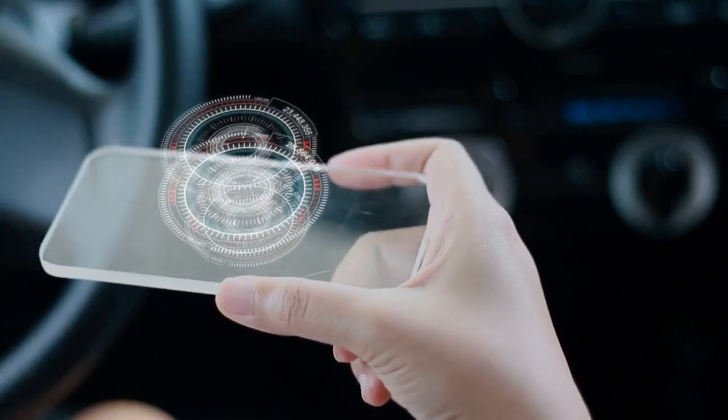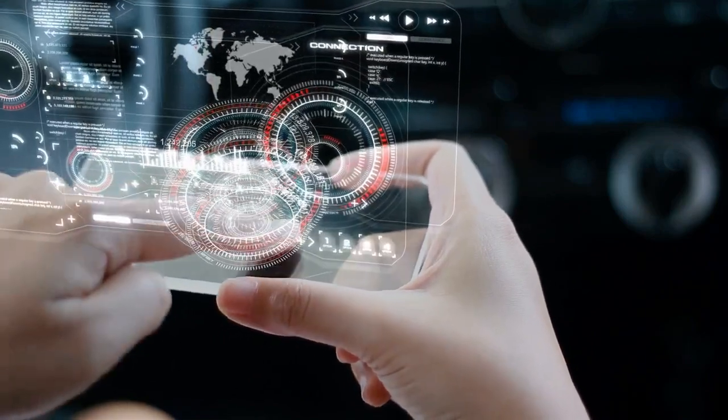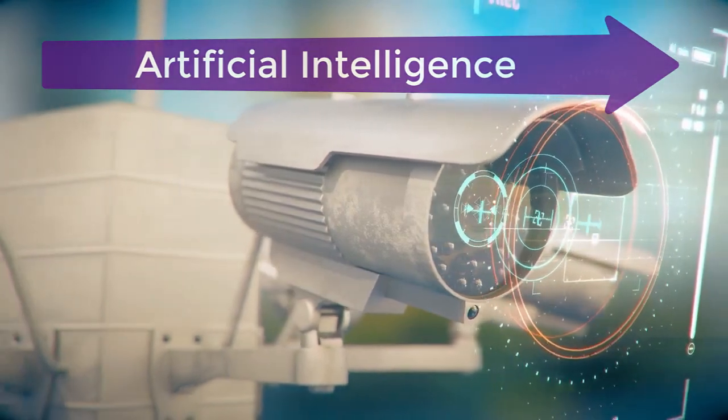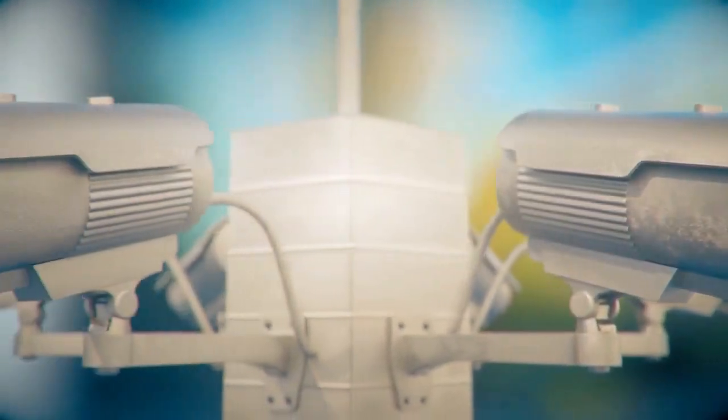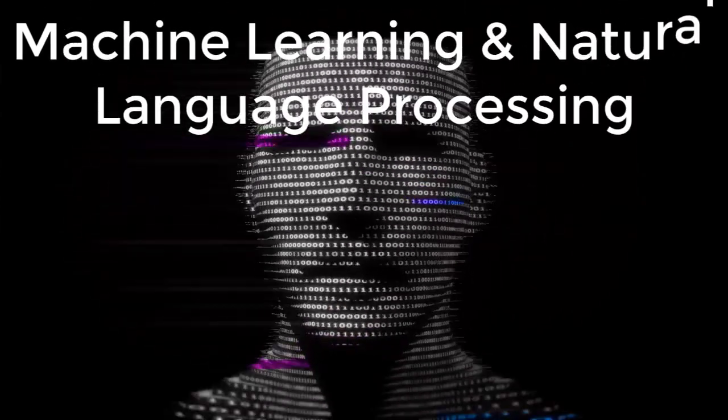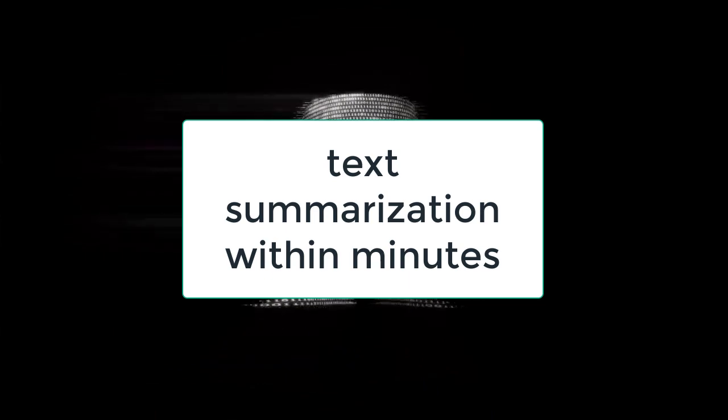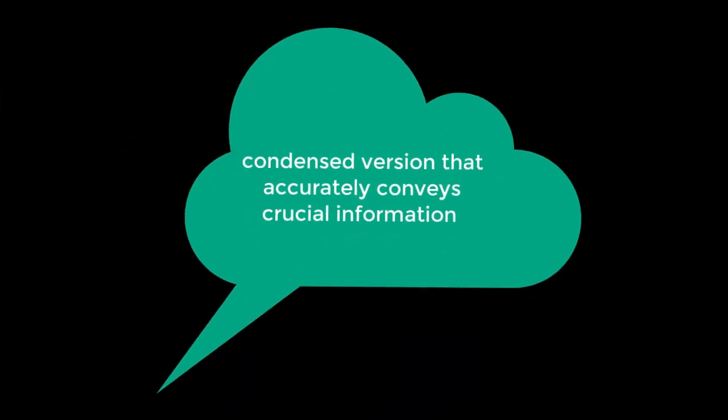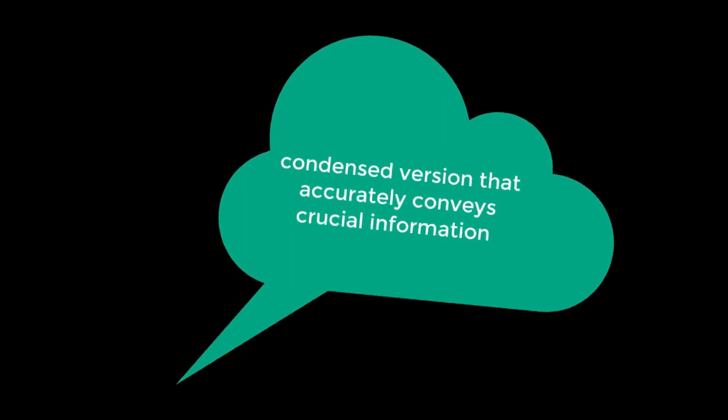But fortunately, there's a much more powerful, faster, and more efficient solution. Enter artificial intelligence. Thanks to the rising power of artificial intelligence, specifically machine learning and natural language processing, robust algorithms can perform text summarization within minutes and can extract key messages from any given blog to produce a condensed version that accurately conveys crucial information.